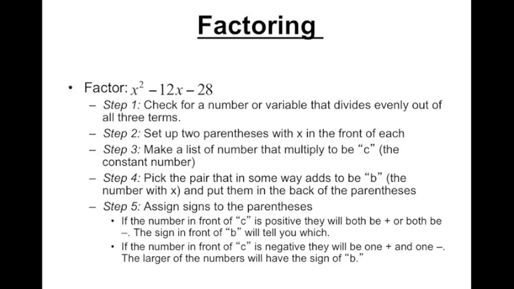And we want to pick the pair that in some way adds up to be b, which is the middle number. And then we're going to assign our signs to it, pluses and minuses. So first thing we always want to check is, do all of the numbers divide by something, or does every term have a variable in it? So I've got 6 and 16, those both divide by something, but in the front there's just a 1, so there's nothing to do with that.